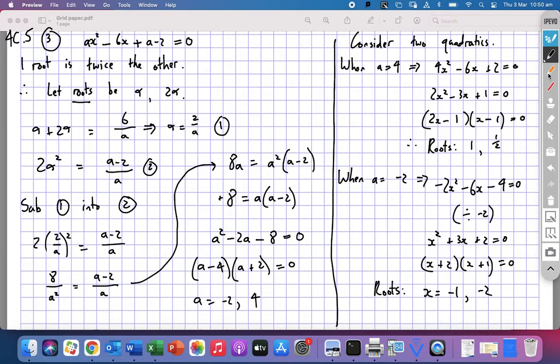I'm just connecting the dots there. These solutions, this is your alpha, and that's your 2 alpha. Remember, at the start of the question, we called the roots alphas because we didn't know what they were. And here, this is an alpha, and this would be your 2 alpha. Now, if you get a quadratic that's not easily factorizable, just go to the quadratic formula. So, not too tricky, hopefully.